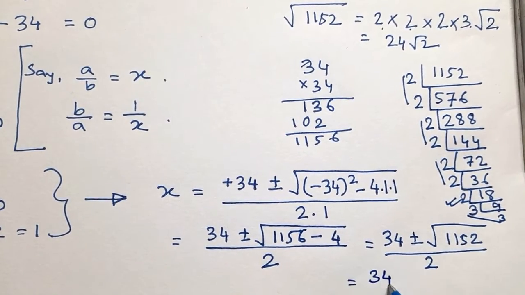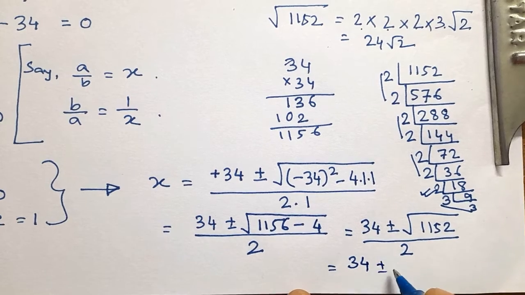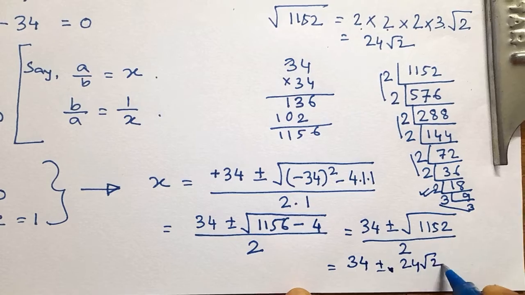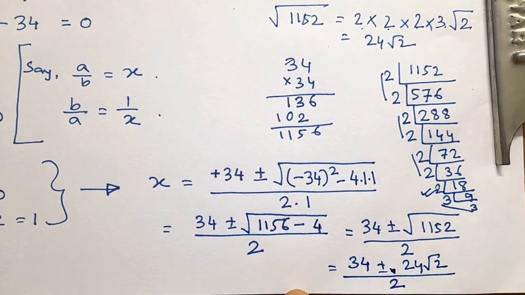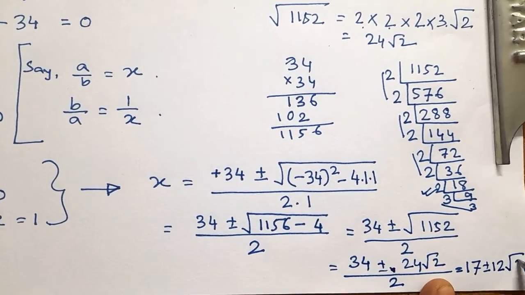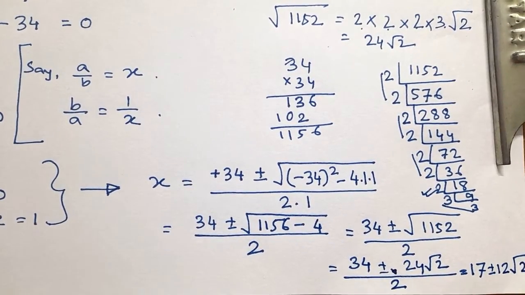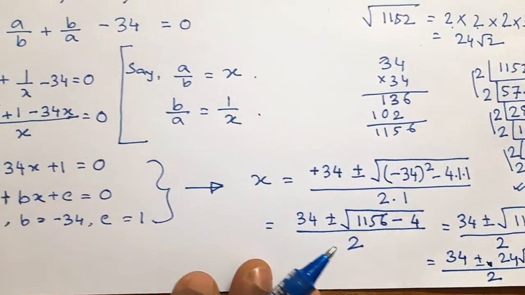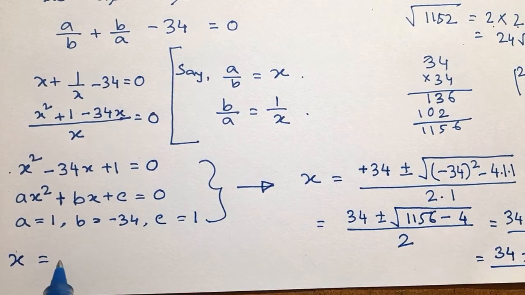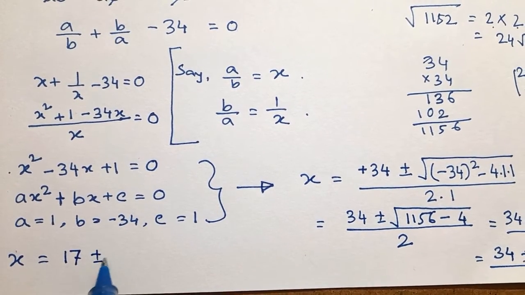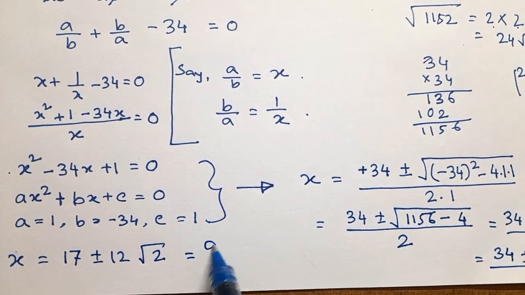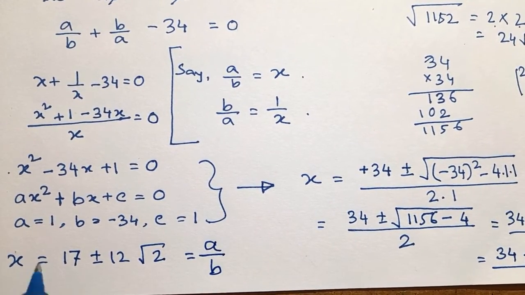So this will come 34 plus minus 24 root 2 divided by 2, which is 17 plus minus 12 root 2. So the value of x now we have got as x is equal to 17 plus minus 12 root 2, and this is the value of a by b. So this is the answer.